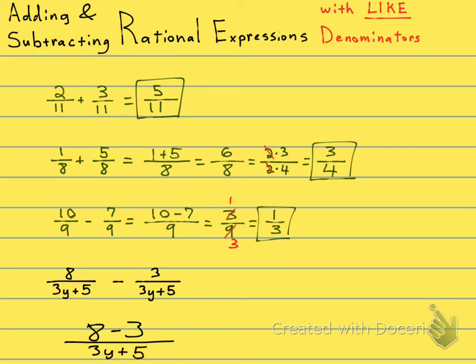And what's 8 minus 3? We can put that together. 8 minus 3 is 5 over 3y plus 5. The numerator is factored. The denominator is factored. Nothing cancels out. Remember, I can't cancel these two because this 5 down here is part of a polynomial. So I'm done. That's it. The denominator is already the same, I put together my numerators, and I am done.